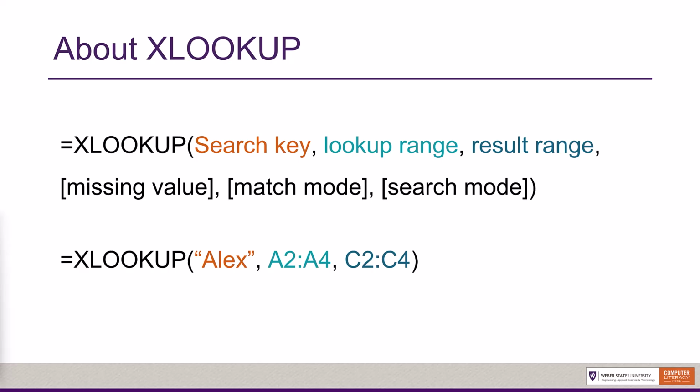The first optional argument is the missing value. This says what value to return if no match is found. For example, we may tell our email formula to return none rather than an error message. We'll cover the other 2 optional arguments later in the tutorial.